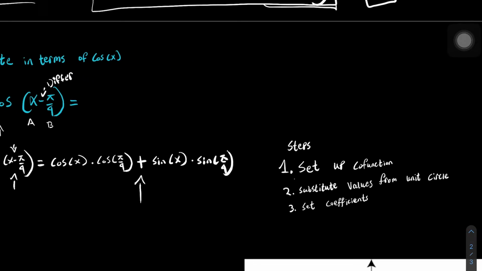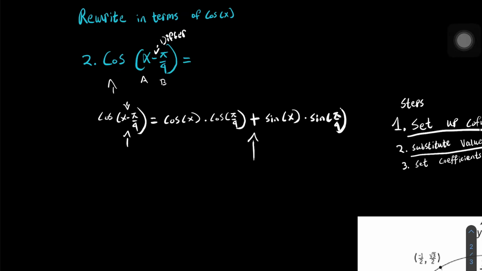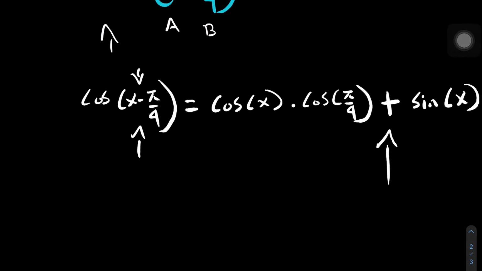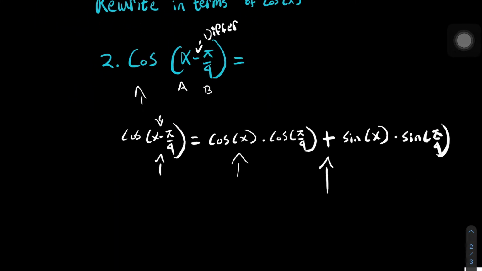Now, let's see what step we just completed. We just completed our first step. We just set up the cofunction. Now, we need to substitute all the values from the unit circle. Well, on the unit circle, we obviously don't have a value named x because that's just a variable.